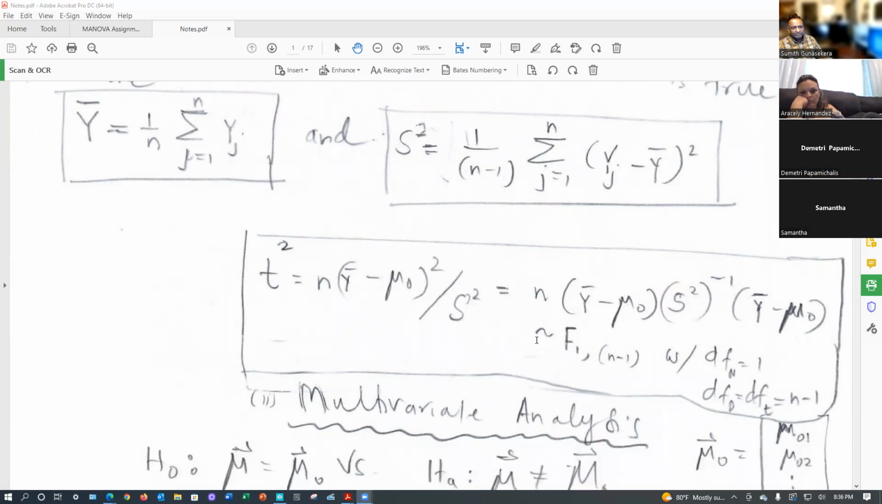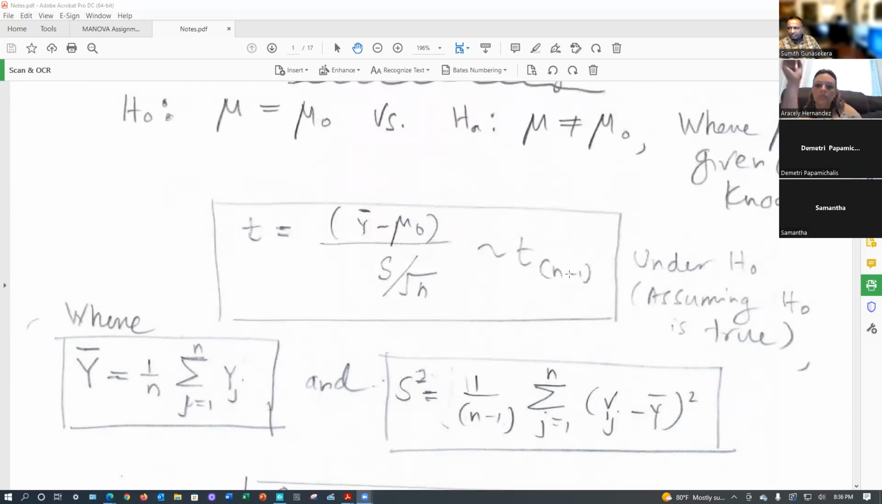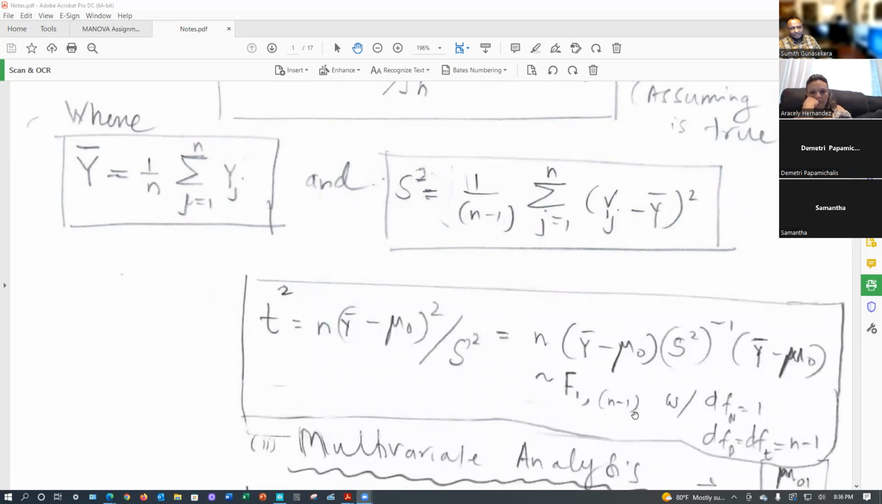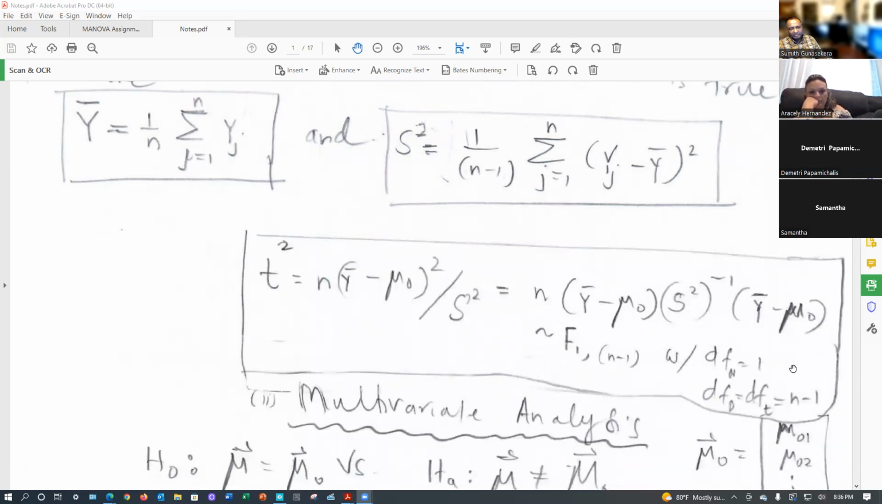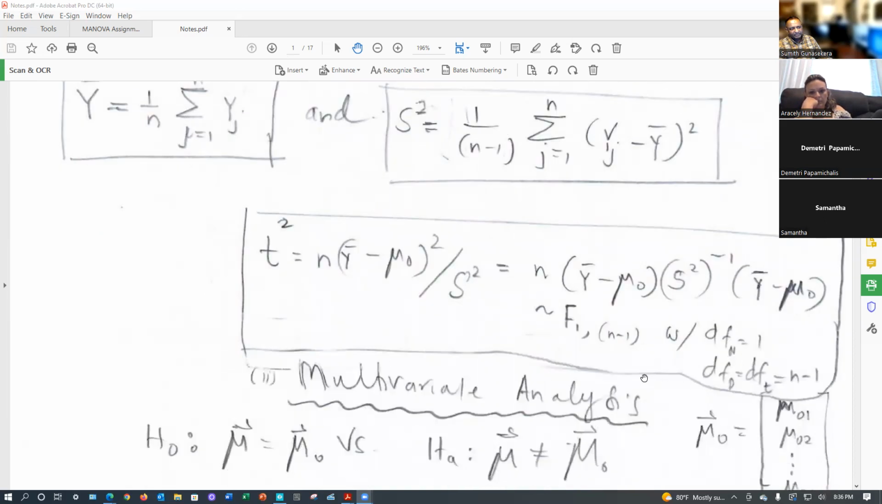And that should be distributed according to the F distribution with degrees of freedom 1 comma n minus 1, n minus 1 coming from here. If you have one group, n minus 1. The degrees of freedom for the numerator is 1, and the degrees of freedom of the denominator is the same as the degrees of freedom of the t distribution, which is n minus 1. Like that.